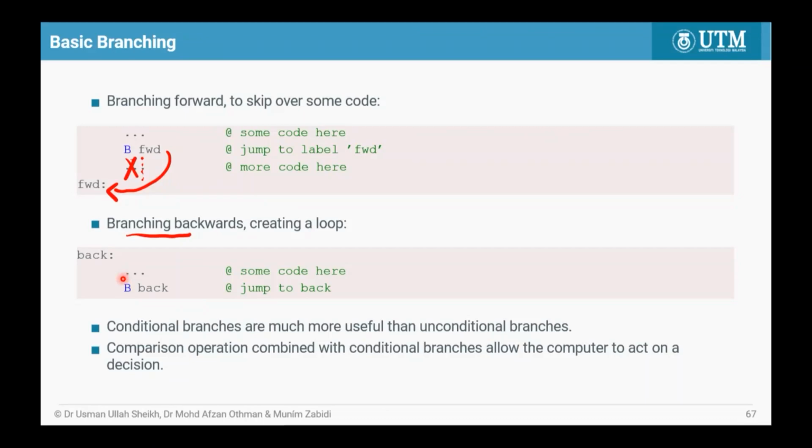Okay, and just bear in mind that a conditional branch is more useful than an unconditional branch. Why? Because the conditional branch only happens once the condition is true or once the condition is met. But for the unconditional branch, every time you ask the program to jump here and there, it will automatically jump here and there without checking any condition.